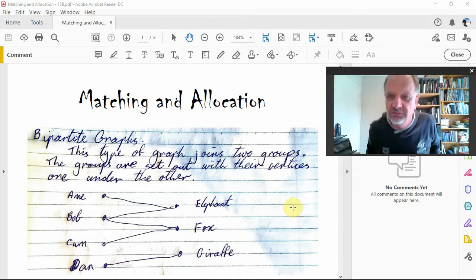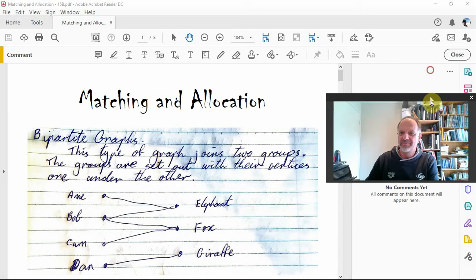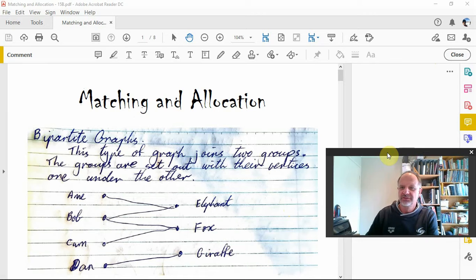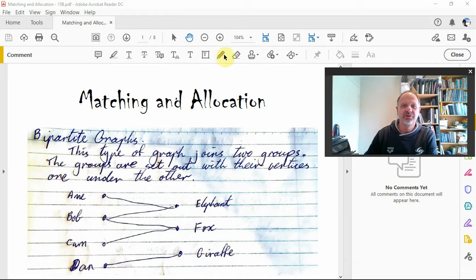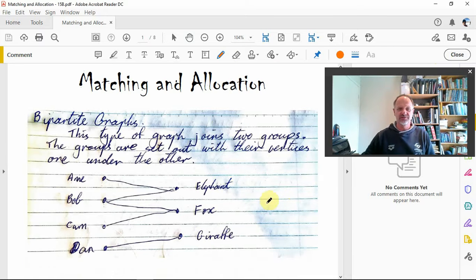Today's work that we're looking at is what we call matching and allocation. So the graphs that are used here are what's called bipartite graphs. Bi meaning two, so there's two sides to the graph. As it says, it joins two groups.